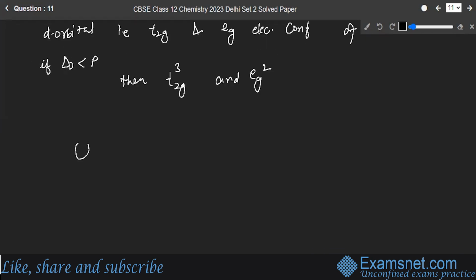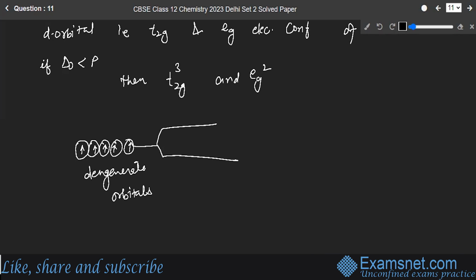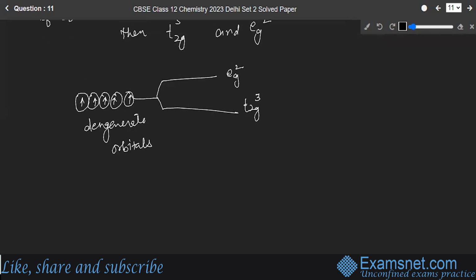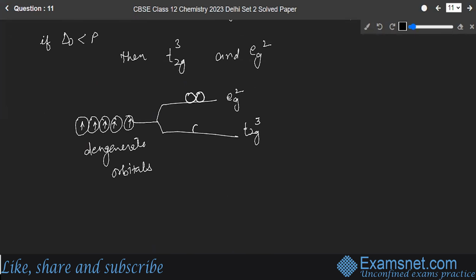So here you have the degenerate orbitals as like this: 1, 2, 3, 4, 5. Here you have eg, this is t2g, this is 3, and this is 2. So here will be 1 and 2. Here will be 1, 2, and 3. So 1 electron in each.